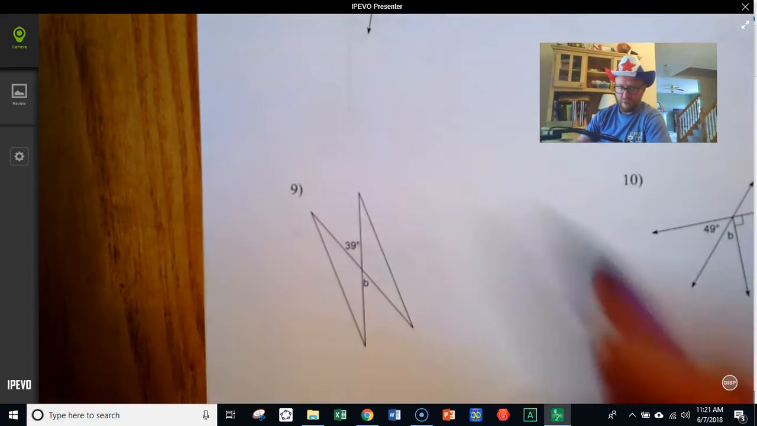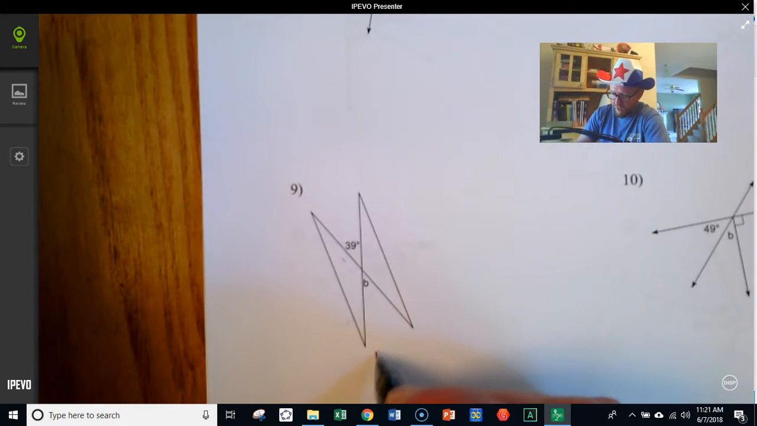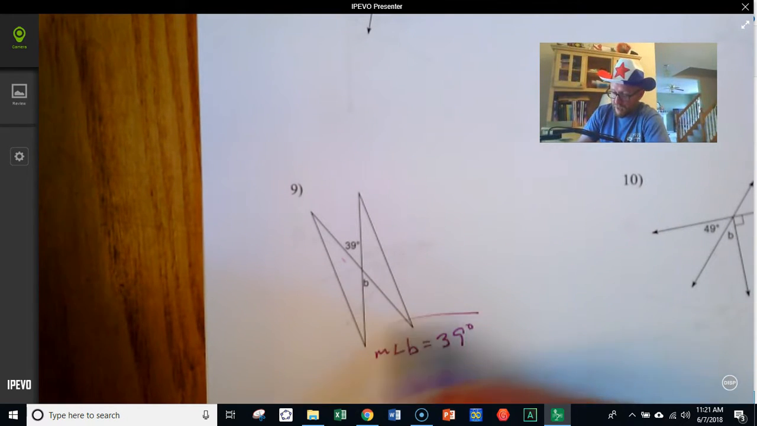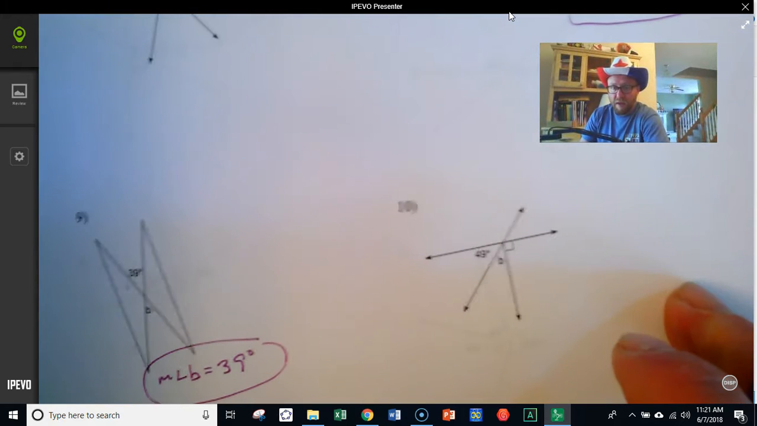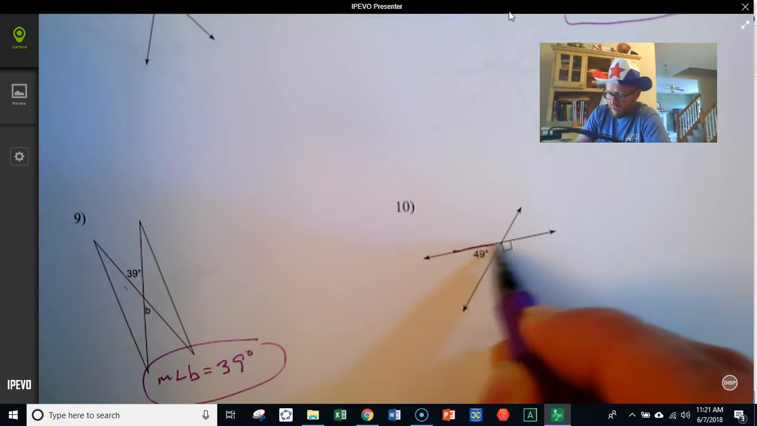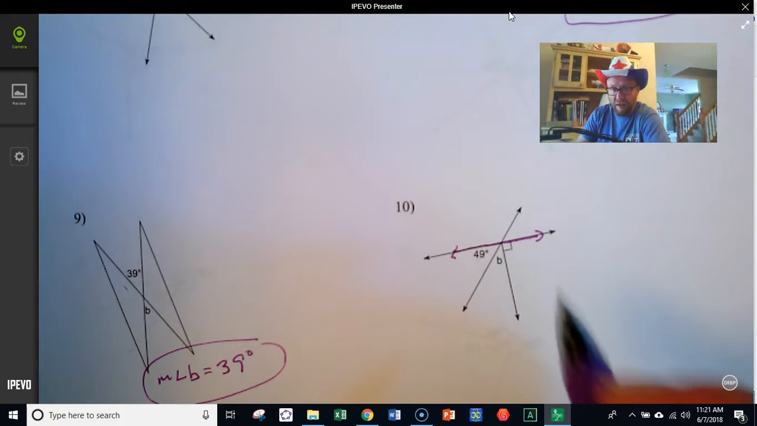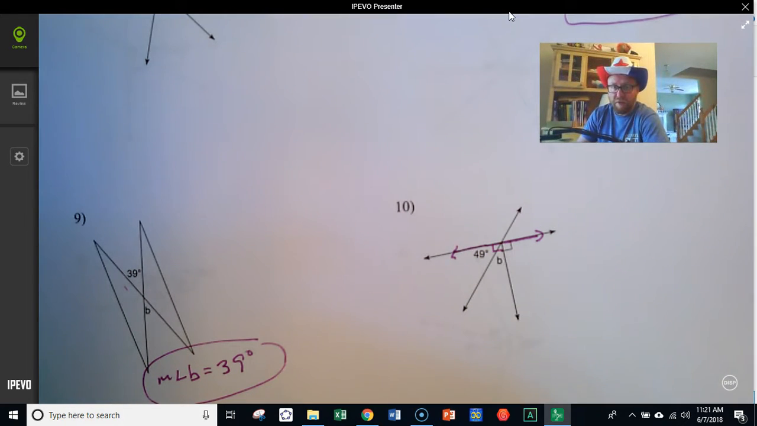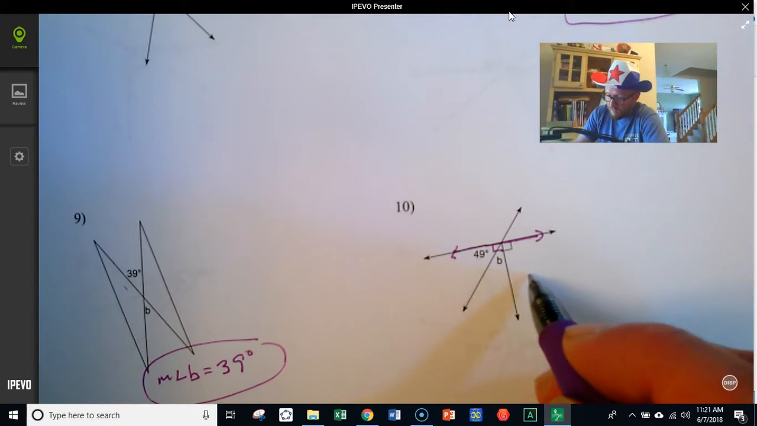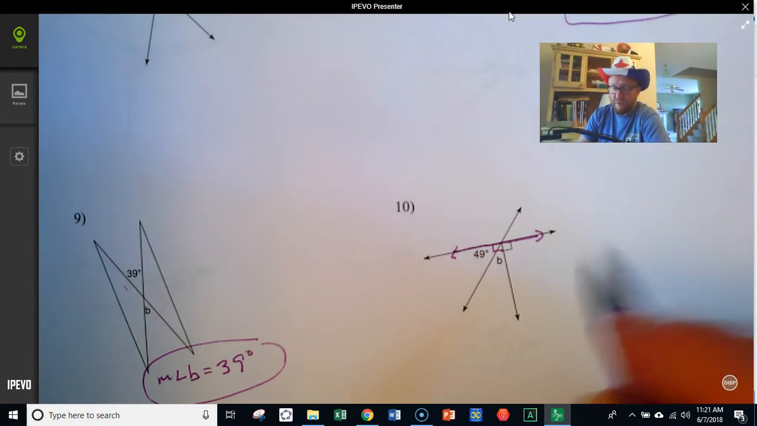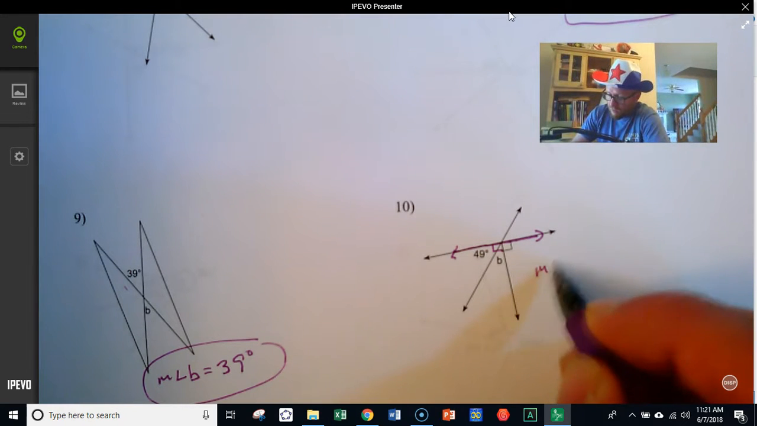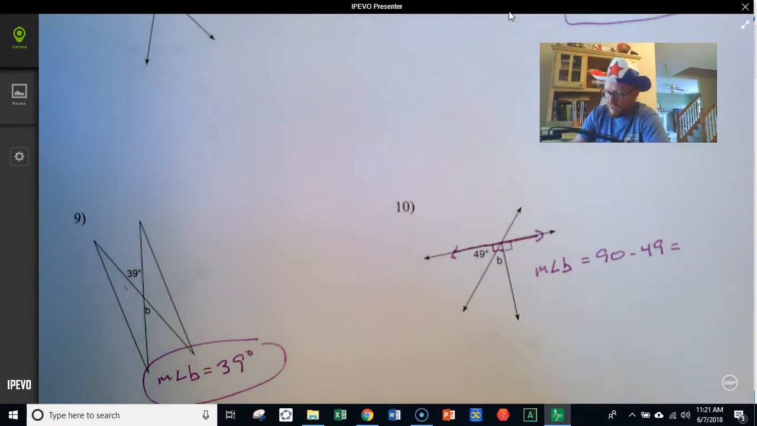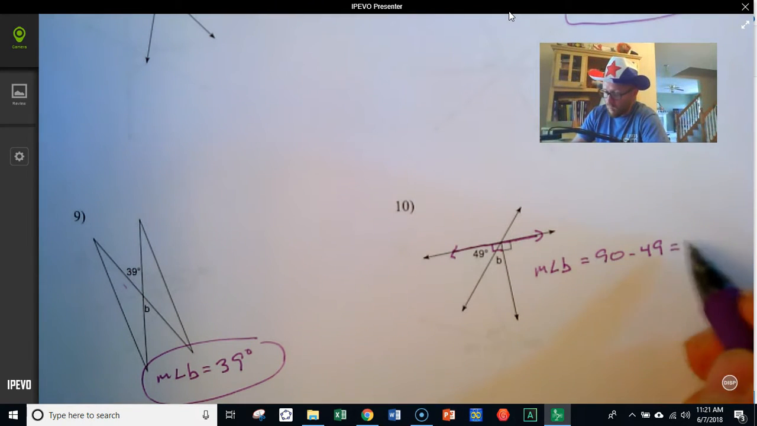Here, you've got the X shape again, vertical angles. Measure of angle B is going to be the same as the one across from it, 39 degrees, and you're done. Here, now you see this is 180 degrees right here for this straight line angle, right? And that means if that's 90, this one next to it also is 90. So 49 and B add up to 90 degrees. So the measure of angle B is 90, take away 49, which is 41.